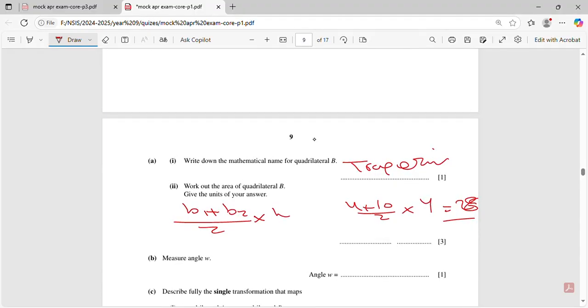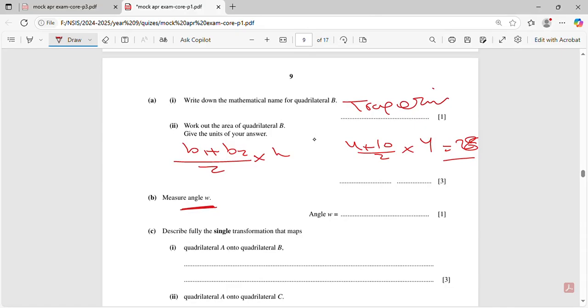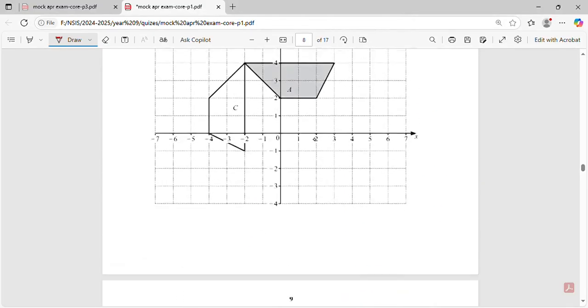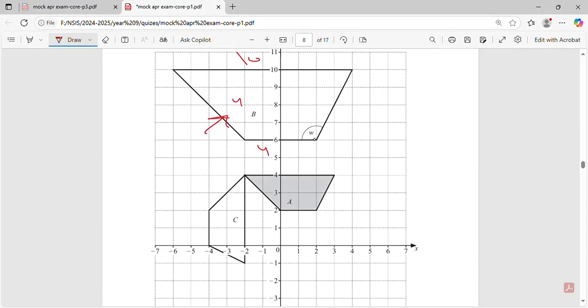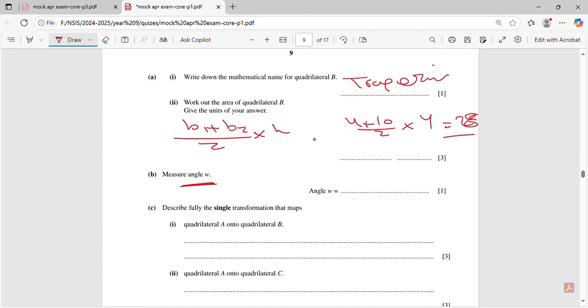After we know that the area is 28, you can try by counting and figure out if they are the same or not. Of course, he asks you to measure the angle, so you have to use the protractor, which is easy. Now he asks you to describe fully the single transformation that maps quadrilateral A into B. As you can notice, they are both enlargements. Looking at this side, 2 becomes 4, so the scale factor is 2. So the first thing: enlargement, scale factor 2.